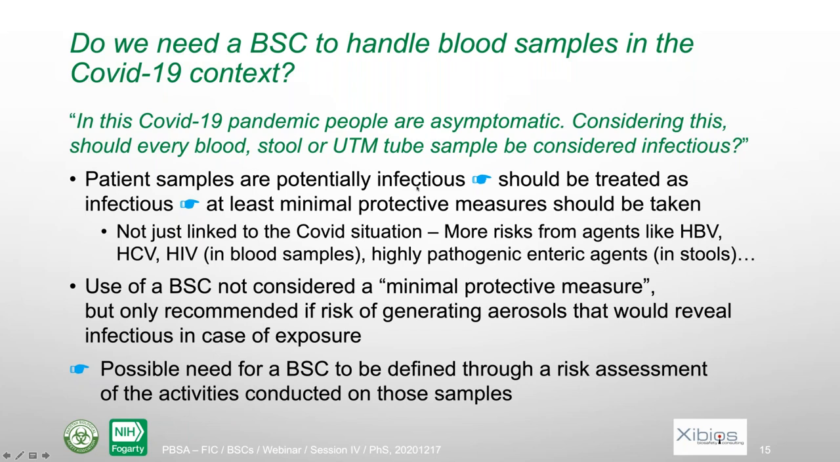They are much more likely to be infectious because of the presence of agents like hepatitis B virus, HCV, or HIV, for instance, if it's in blood samples, but also some other pathogens like highly pathogenic enteric agents in stools. So anyway, patient samples should be considered as infectious because they are potentially infectious. That means that at least minimal protective measures should be taken in any case.